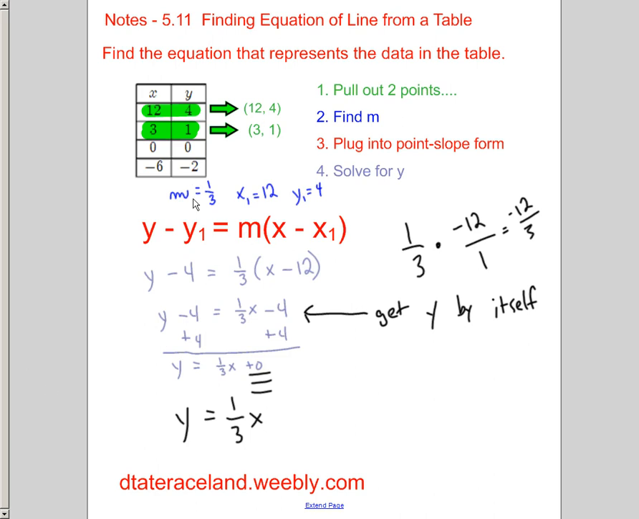Find your slope, plug everything into our point slope form. First thing you got to do is distribute. So once you get done with distributing, the last step is just get the y all by itself.